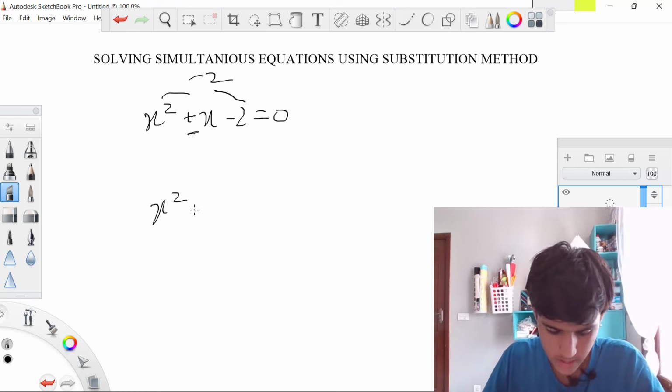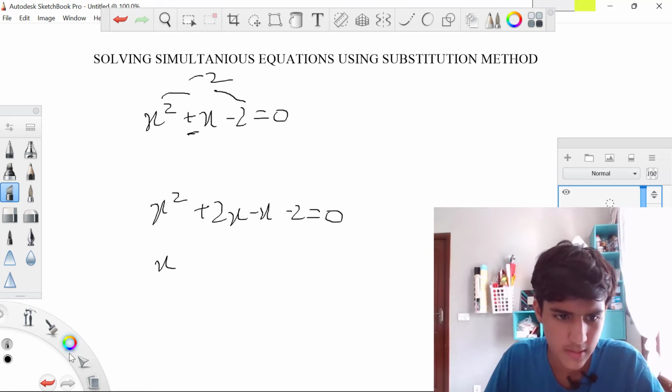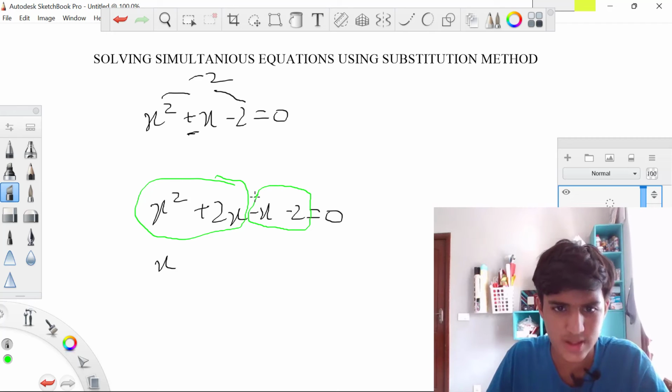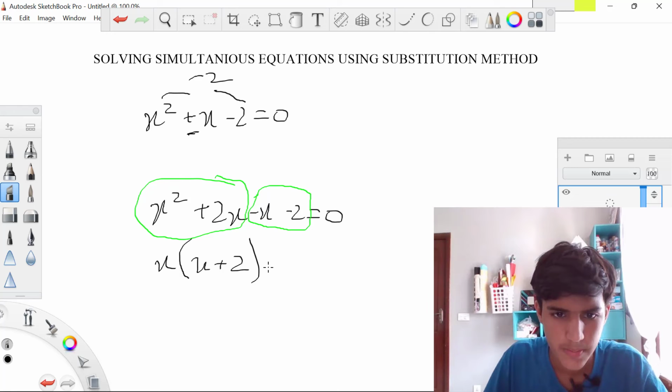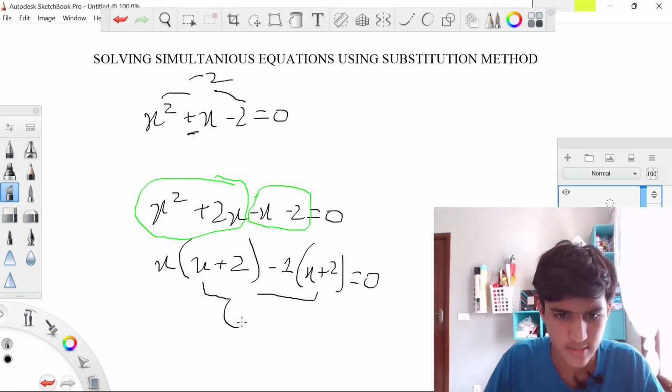x squared plus 2x minus x minus 2 is equal to 0. Now we're going to take x common in the first half. So we see here x is common and here minus 1 is common, since we want to make the two brackets the same. x plus 2, minus 1 times x plus 2. We will be writing this as a single bracket.